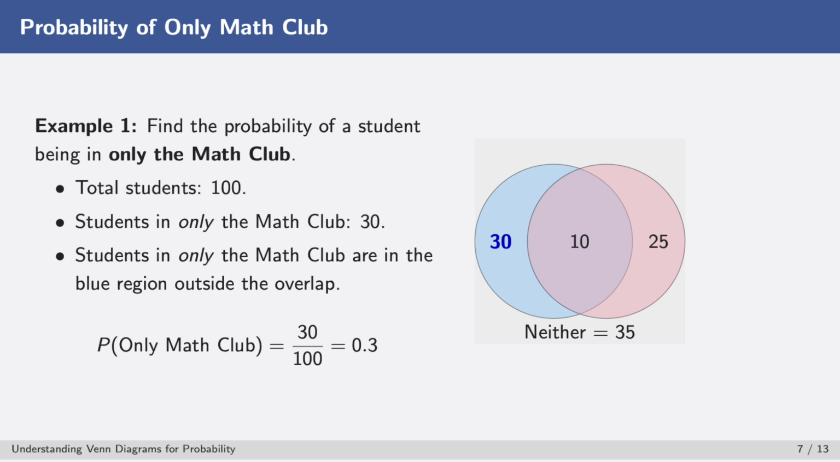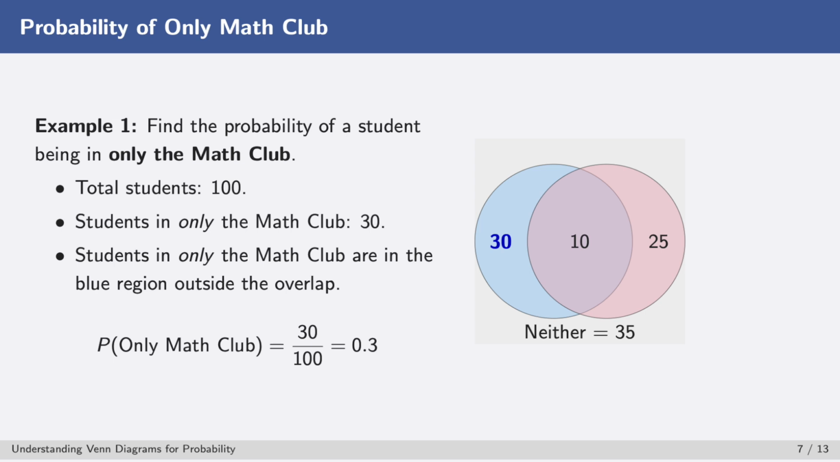Now here's example 1. We're finding the probability of a student being in only the math club. Referring to the Venn diagram, we can see there are 100 students in total. Out of these, 30 are in only the math club, shown in the blue section on the left side of the diagram, outside the overlapping area.